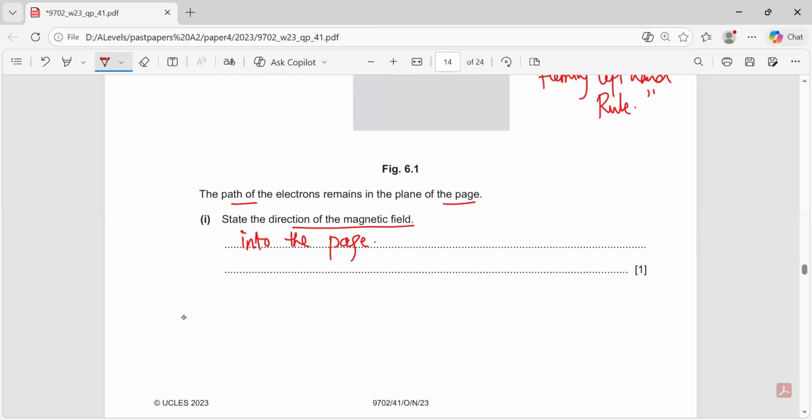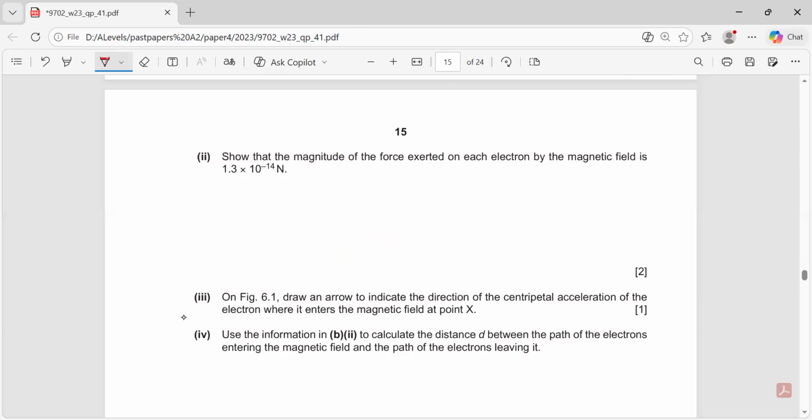Moving onwards to the next part, question says show that the magnitude of the force exerted on each electron by the magnetic field is 1.3 into 10 power minus 14. So what is the formula for the force on a charge? So we studied this formula. F is equals to q v b sine of theta. And we know this electron is entering the magnetic field at 90 degree.